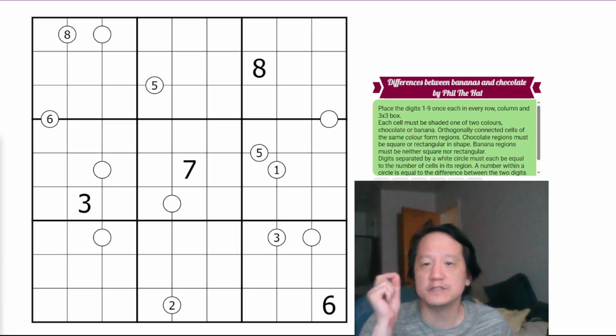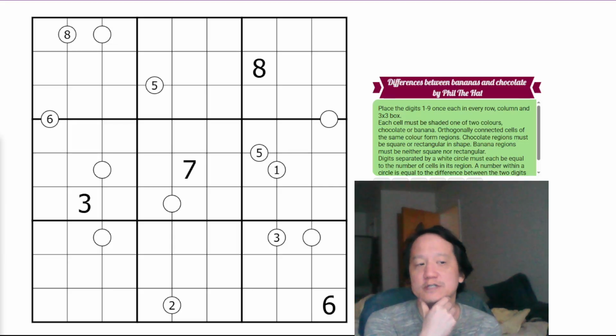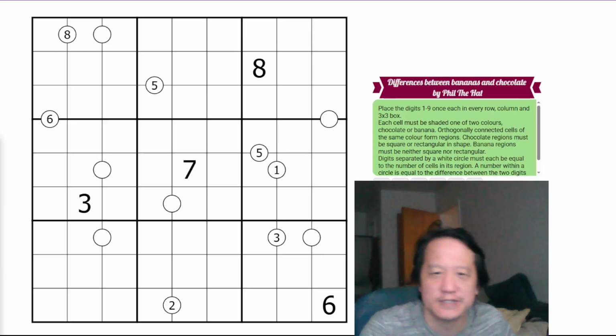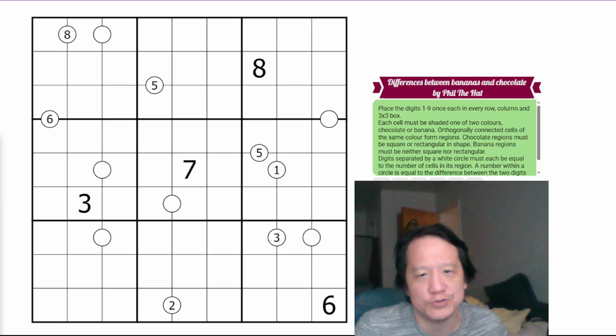And take that easiness with a grain of salt because it's considered easy by the people on the Logic Masters Germany forum, and there's a lot of really smart people there. Today's puzzle is called Differences Between Bananas and Chocolate by Phil the Hat. And I don't know what this reference is, but let's get to the rules.